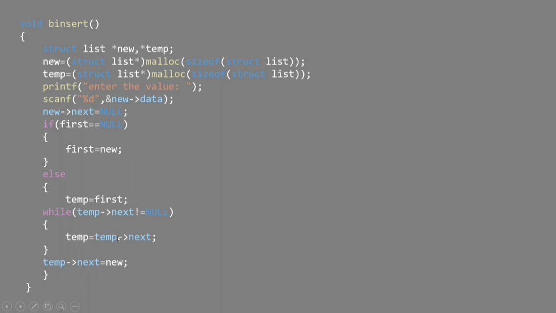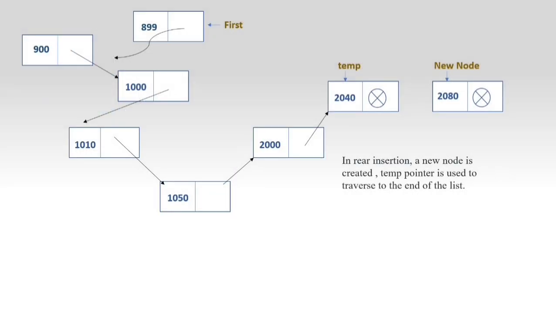Once temp reaches the end of the linked list, the temp address will store the address of the new node, such that the linked list is expanded and the rear insertion is done. We will see it visually. In rear insertion, a new node is created and the temp pointer is used to traverse to the end of the linked list. Finally, the address pointer in the temp node will store the address of the new node. Thus, rear insertion is done and the linked list is expanded.